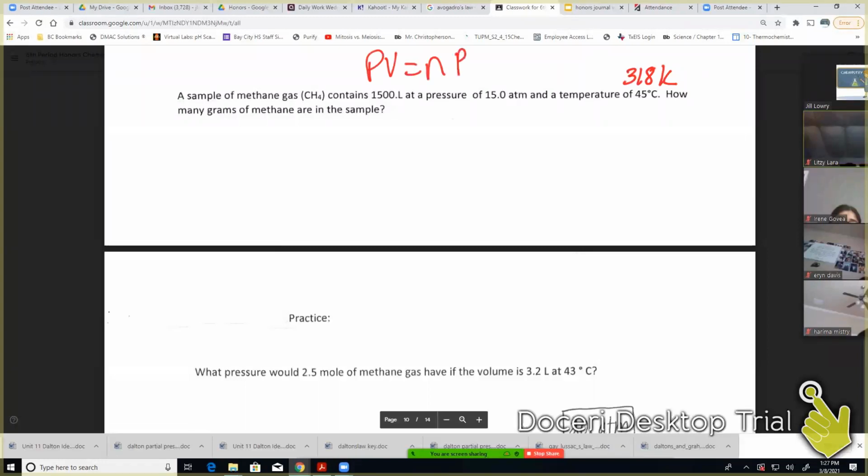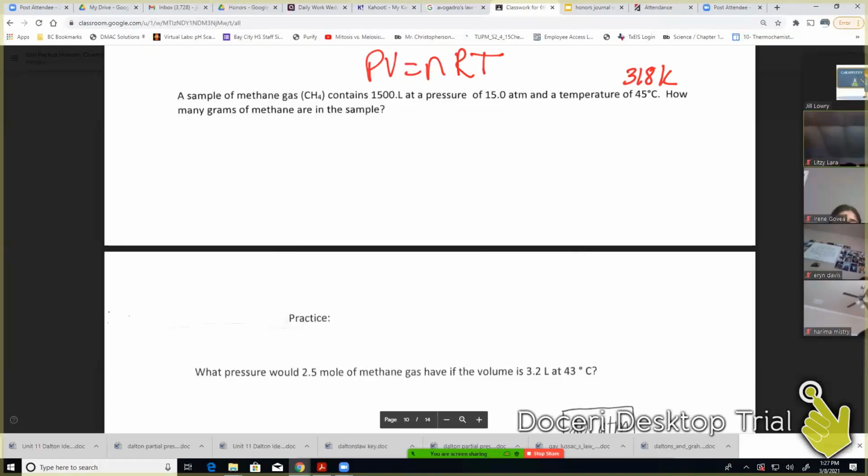PV equals nRT. Which one of those could be related to how many grams? N, exactly. If I can figure out how many moles of methane I have, then I can use the molar mass of methane to get to grams. And that's the relationship that you'll see a lot of times. Either figuring out moles and converting to grams, or having grams and converting to moles. So that's what we're going to do.